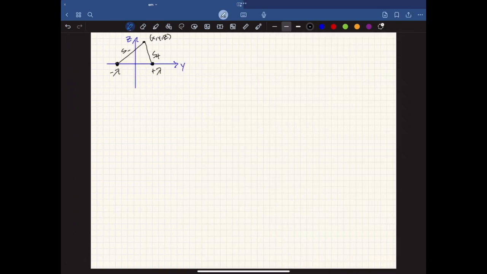So here I have a drawing of the two wires as it looks on the YZ plane. And we have the distance between each of the wires and the origin defined as A. And the S minus and S plus distances are labeled. So from this we see that S minus is the square root of y plus a squared plus z squared, and S plus is the square root of y minus a squared plus z squared.